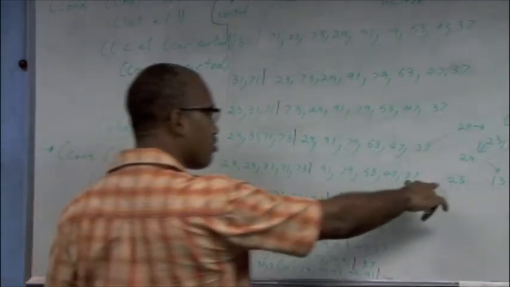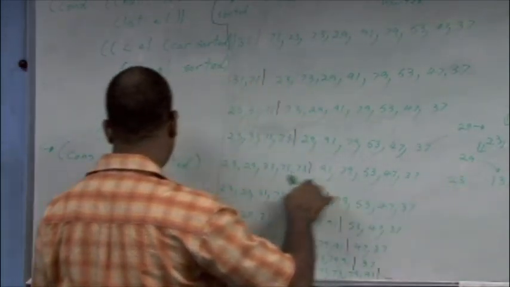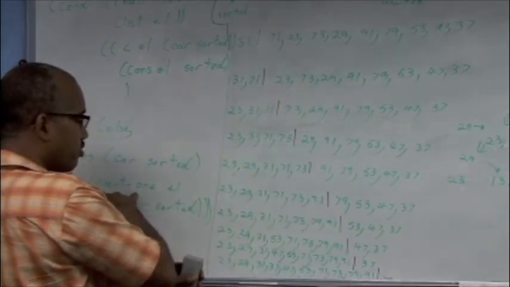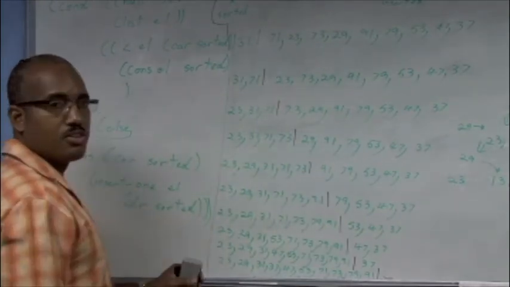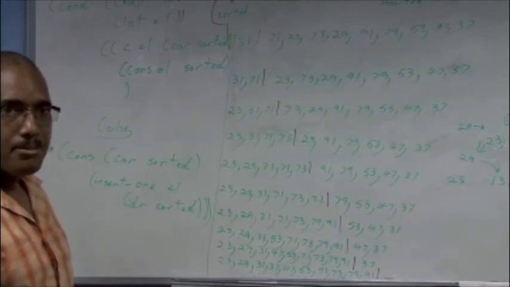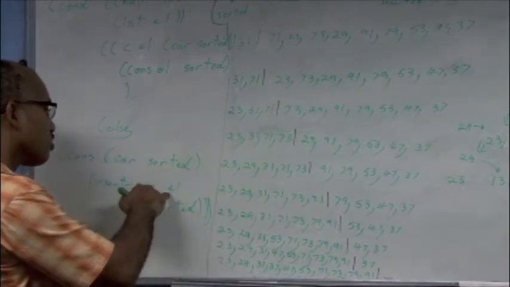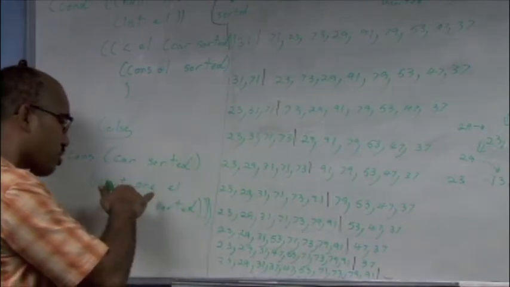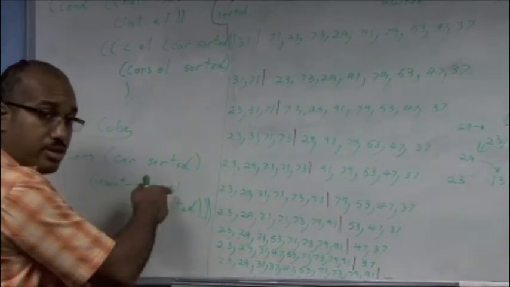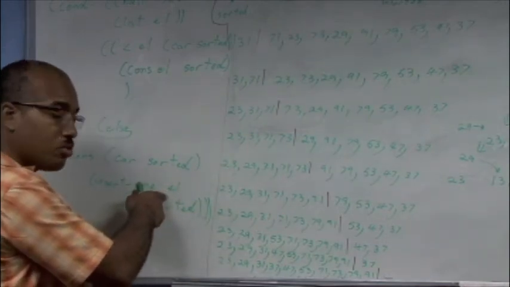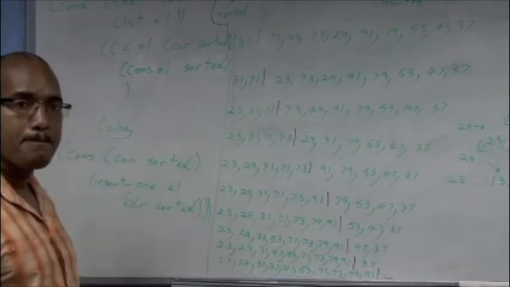Make sense? This is the first thing in the list. That's 23 for argument's sake. You're then going to call insert-one on the element and the rest of sorted. Because we know that once we call insert-one on this, we're going to end up with a list that's fully sorted with EL inside of it. So we just need to tag on the first thing.